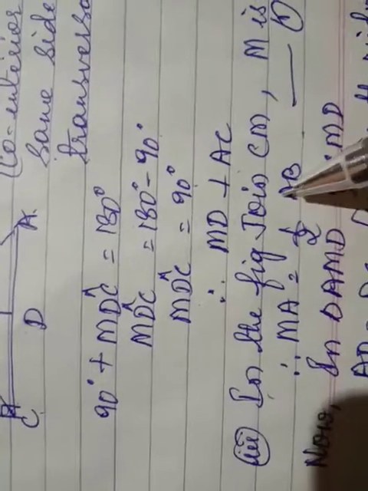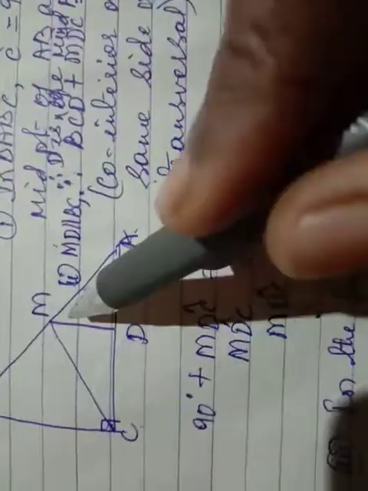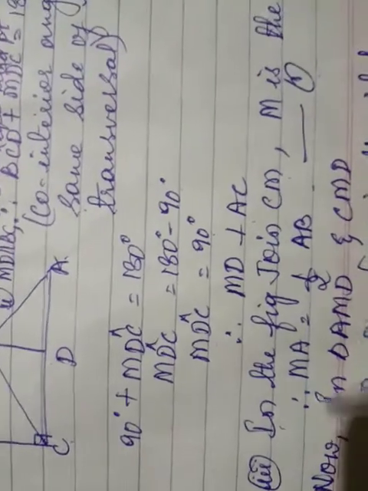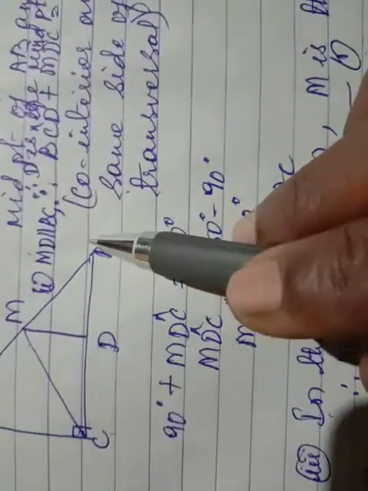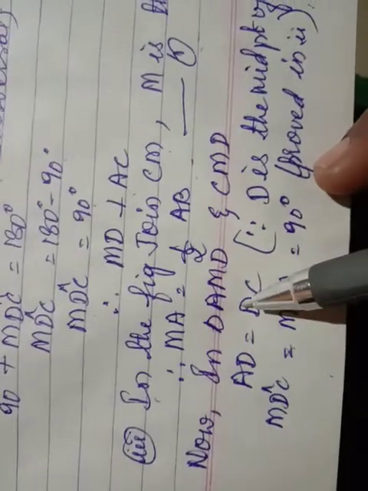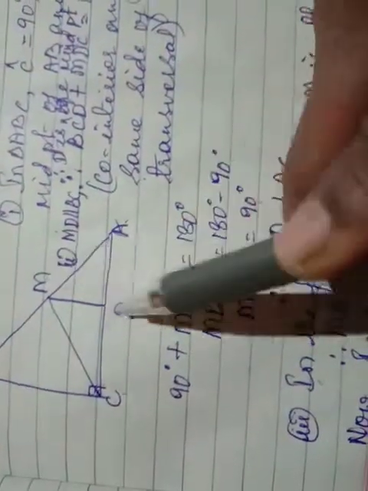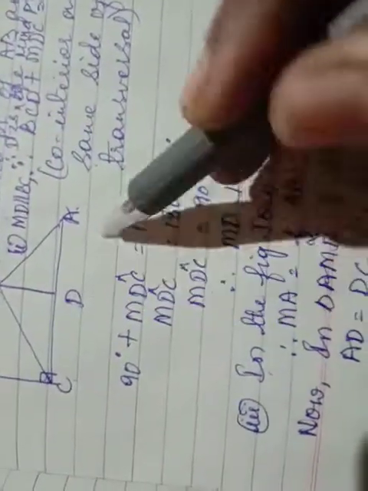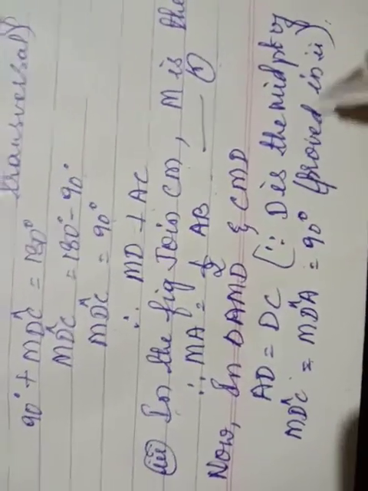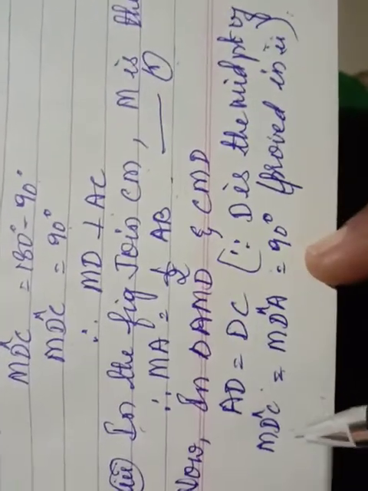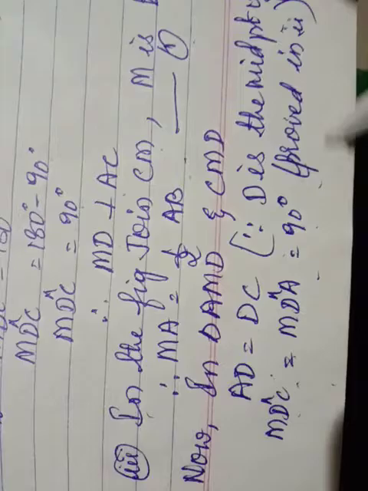The third one, in the figure, join CM. M is the midpoint of AB, therefore MA is equal to half of AB. Now in triangles AMD and CMD, AD is equal to DC, these two sides are equal since D is the midpoint of AC. Now angle MDC is equal to angle MDA is equal to 90 degrees. It is proved in 2.